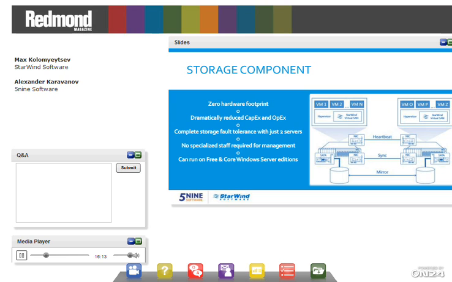This results in the second bullet point here, dramatically reduced capital and operating expense. Since you don't have a dedicated piece of hardware anymore, you don't need to manage one more thing. And investing in a dedicated piece of hardware is also not necessary anymore. So we drop the price down for the ticket into the enterprise availability level. Another interesting thing for the virtualization world is complete storage fault tolerance with just 2 servers, because a lot of the solutions on the market offer complete storage fault tolerance, but for some reason they need 3 servers for that.